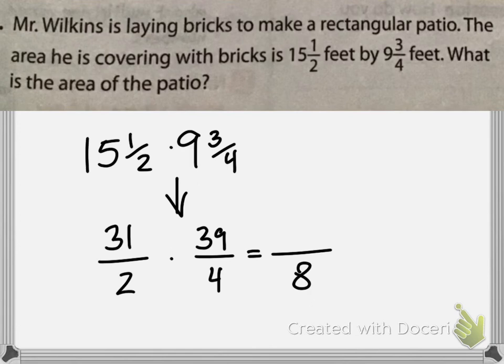Lennox, what is 31 times 39? Can you give me a little? Clara, what did you get? I got 1,209. Yes, she is correct.